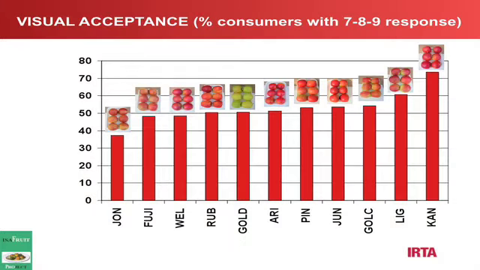Then the visual acceptance. Remember that we also asked the people how they like the appearance. So here we have the percentage of consumers with the highest response, the ones who like best the appearance of these different apples. And we didn't see any difference in the segmentation of the consumers. The first variety, as appearance, was Kanzi.